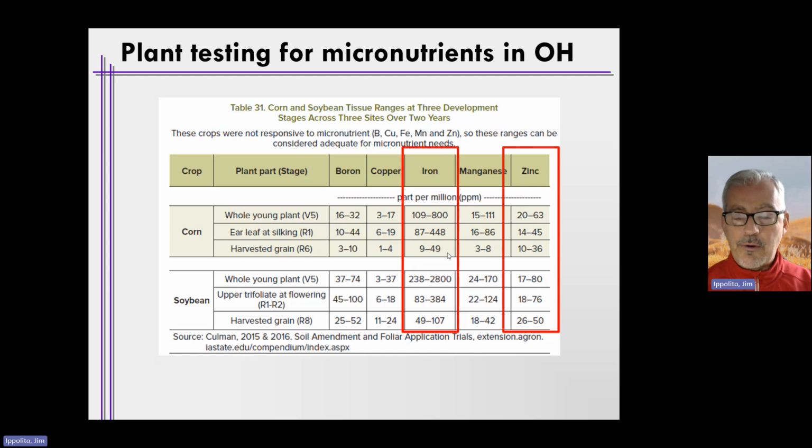So the way this table works in the Tri-State Fertilizer recommendations is it shows you a range of iron concentrations at different stages of plant growth for corn or soybean, and it shows you zinc concentrations for the different growth stages for corn or soybean. So if you were to test corn or soybean at these growth stages and the plant parts themselves actually fell within these ranges on this table, it tells you that these ranges are sufficient for those growth stages for corn or soybean for both iron and or zinc.